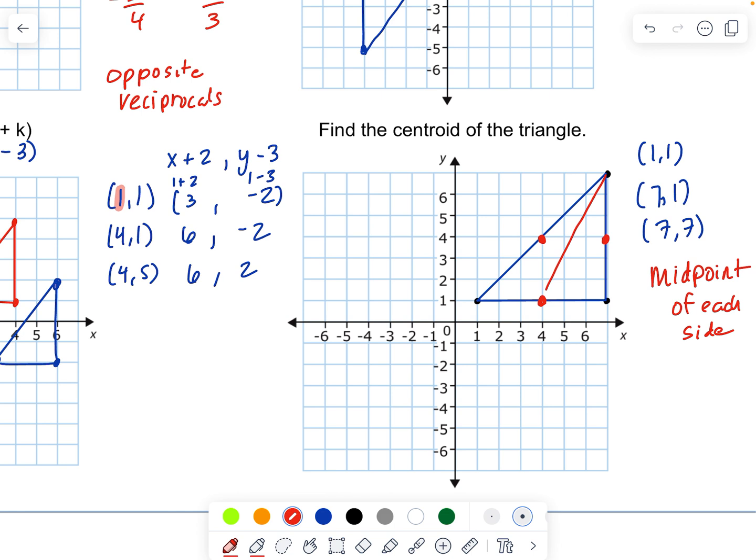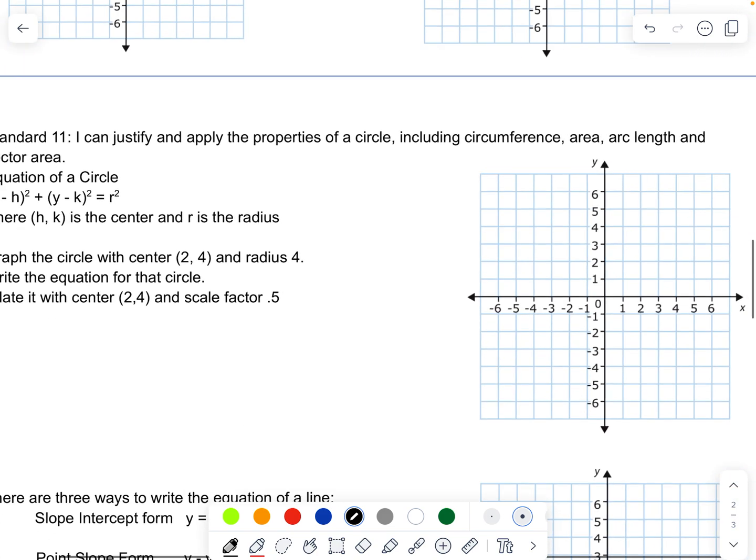And then I'm going to draw a line between the midpoint and the opposite corner. And this intersection point is called the centroid, or the center of gravity. It's a special point on the triangle. All right, turn the paper over.